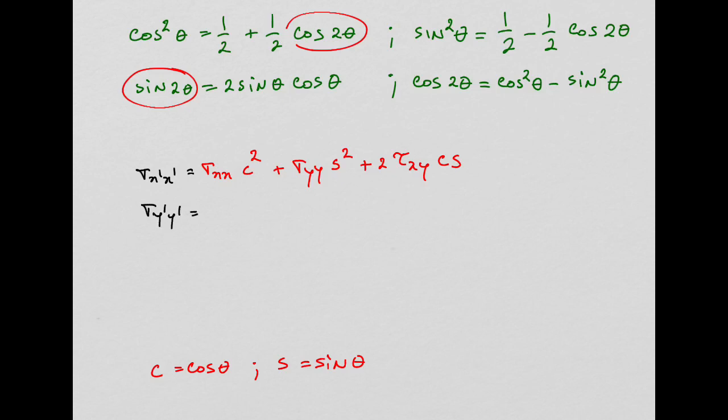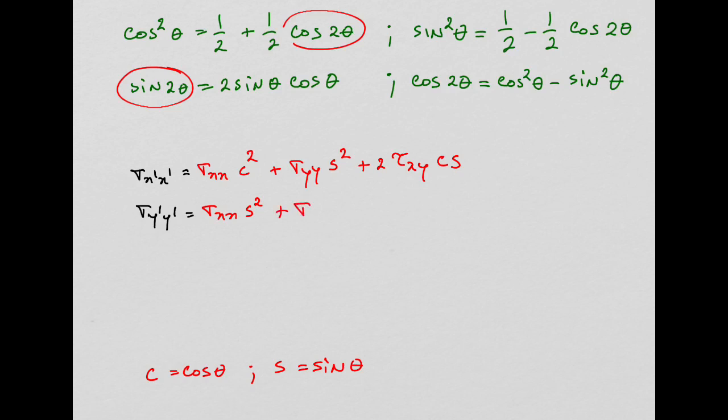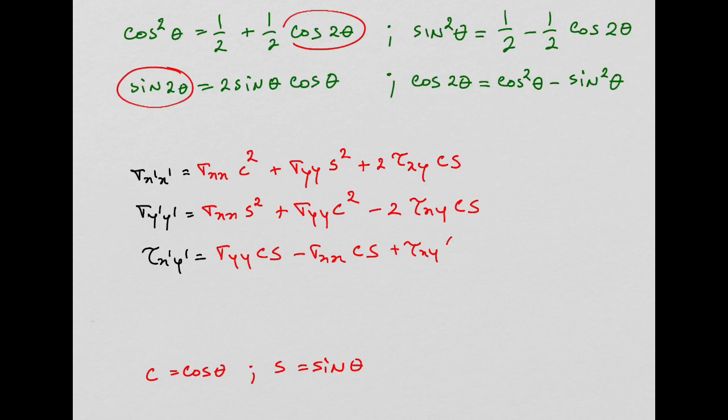Sigma y prime equal to sigma xx sine square of theta plus sigma yy cosine square of theta minus 2 times tau xy cosine of theta sine of theta. And the last one, for the shear stress, you get sigma yy cosine of theta sine of theta minus sigma xx cosine of theta sine of theta plus tau xy times cosine square minus sine square. That's it.